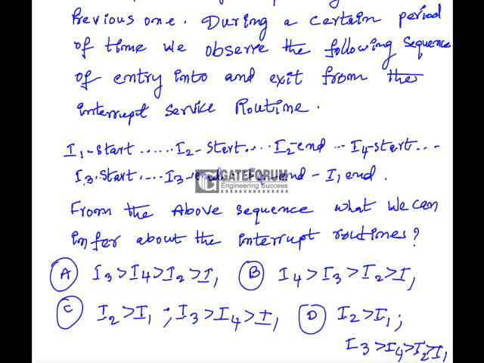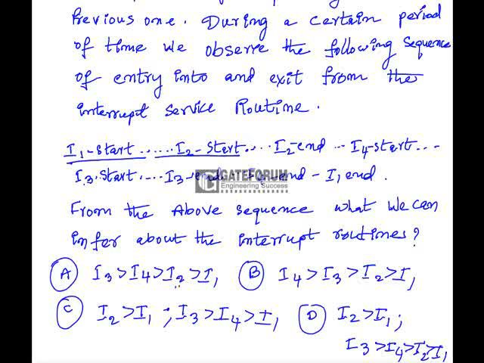Next, I4 greater than I3 greater than I2 greater than I1. Option C: I2 greater than I1; I3 greater than I4 greater than I1. Option D: I2 greater than I1; I3 greater than I4 greater than I2 greater than I1. So from this we can say I1 is started, parallel I2 is started. Definitely I2 is higher priority than I1. Otherwise I1 should have been continued if I2 is not higher priority. That means I2 is greater than I1 is confirmed.